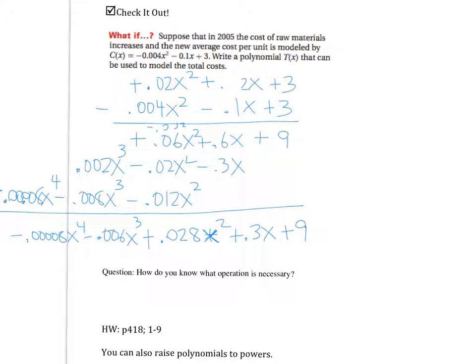How do you know what operation is necessary? This word right here, cost per unit, lets me know that I need to multiply by units to equal cost. Okay, what a mess, but hopefully you're successful with a little bit easier ones, and that's the end of day 1.